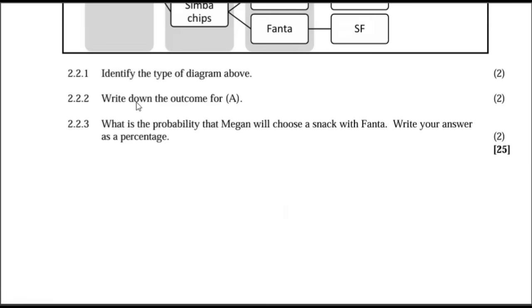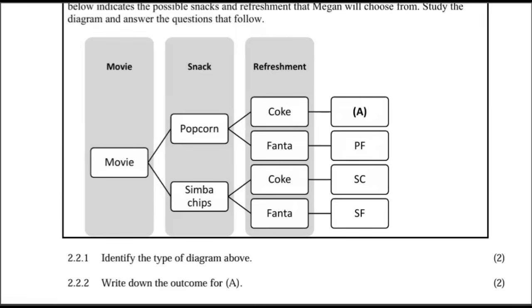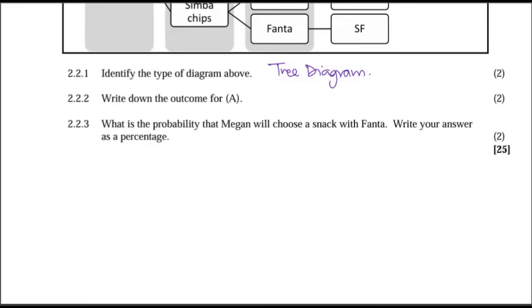The type of diagram above, it's what we call the tree diagram. The tree diagram, and they're telling us write down the outcome of A. Let's look at A. A is P and C. P, C. Why? Because it was P, F. That's why they got PF. They go to the Simba. That's why we have PC. So here the answer became PC.